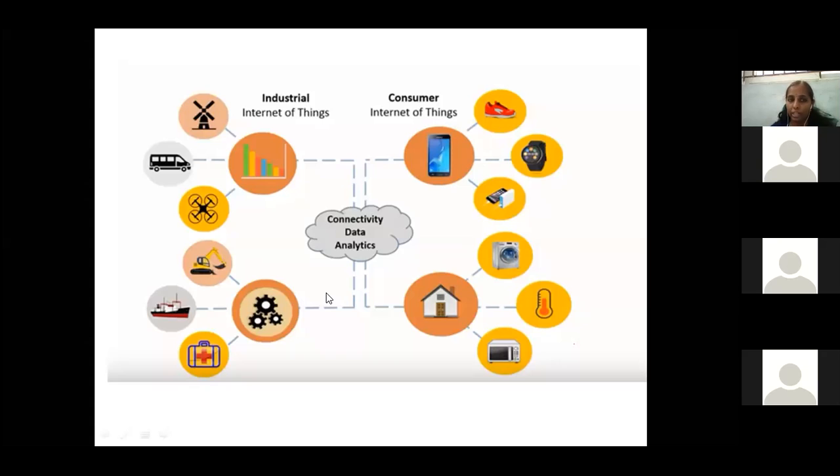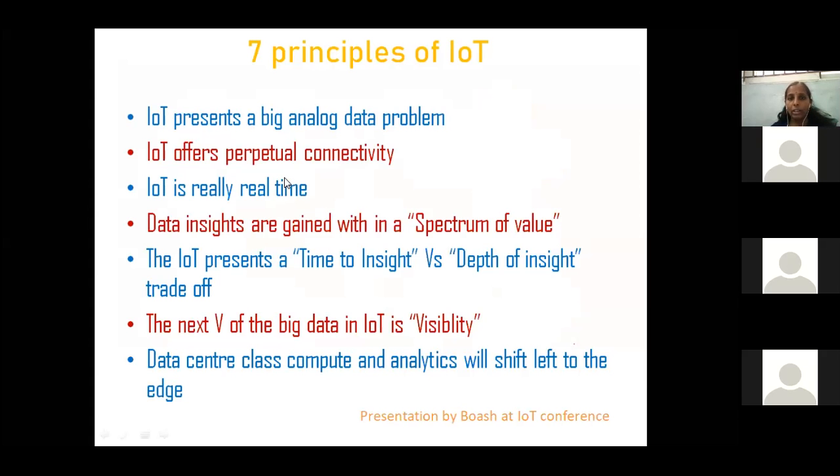For example, in industries we need to perform optimization, and quality and quantity of output are the three major parameters in industry. In order to achieve that, we use the industrial internet of things. Here I'm going to tell you 7 principles. It is used to solve big analog data problems.